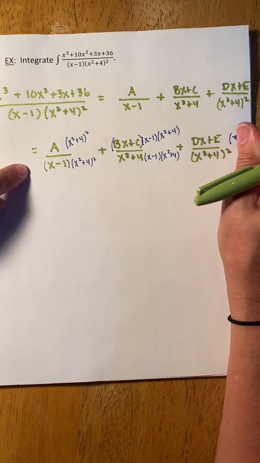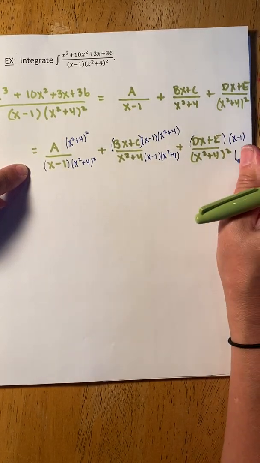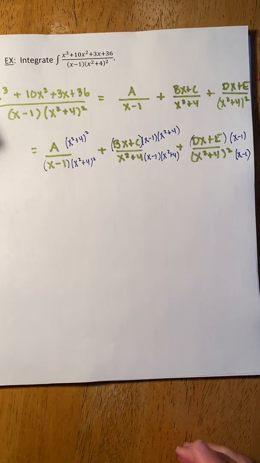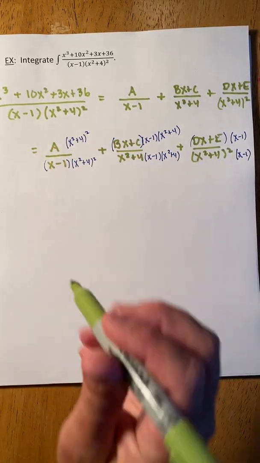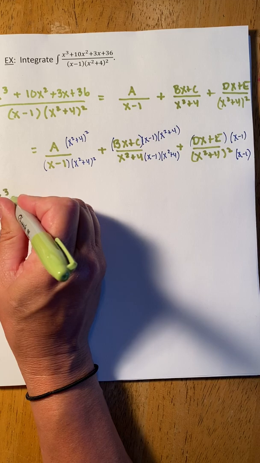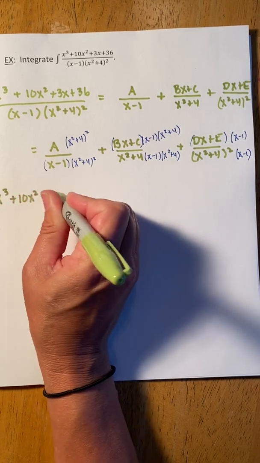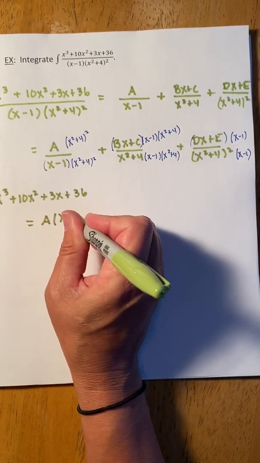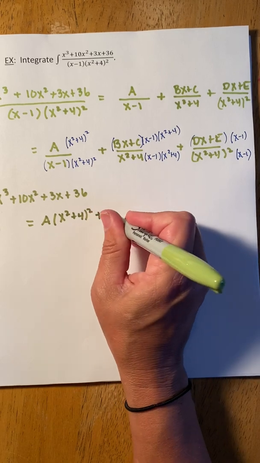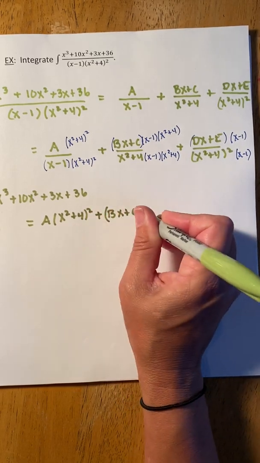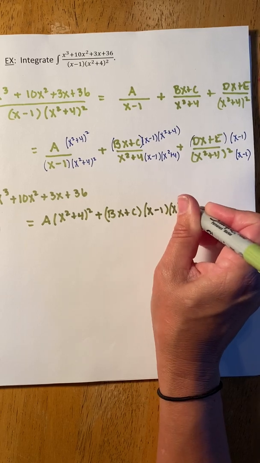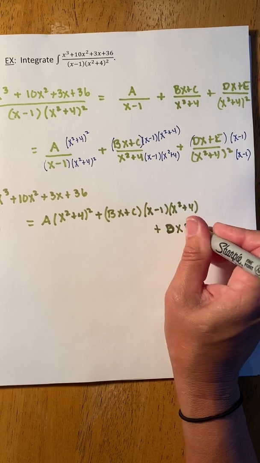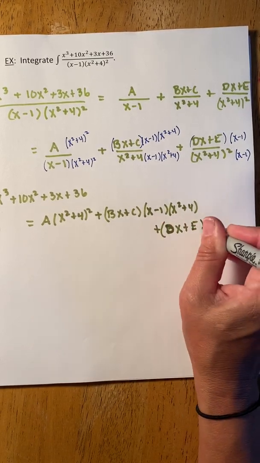And then this guy's just missing the x minus 1. Now we don't need to distribute denominators. I'm going to focus just on the numerator because now this common denominator equals that. So I'm going to write that x cubed plus 10x squared plus 3x plus 36 is equal to a(x squared plus 4) squared plus (bx plus c)(x minus 1)(x squared plus 4) plus, I'm running out of room, (dx plus e) times (x minus 1).